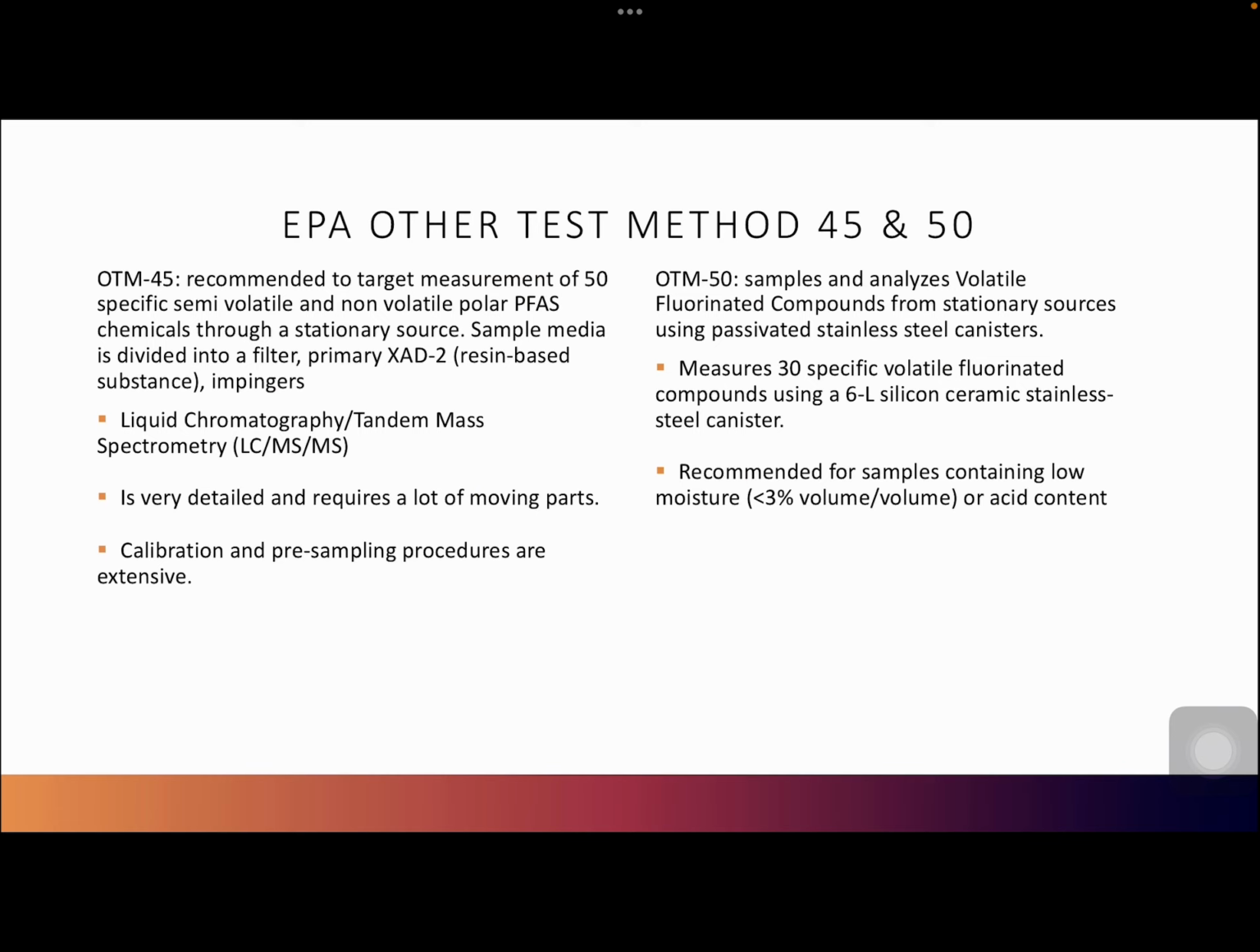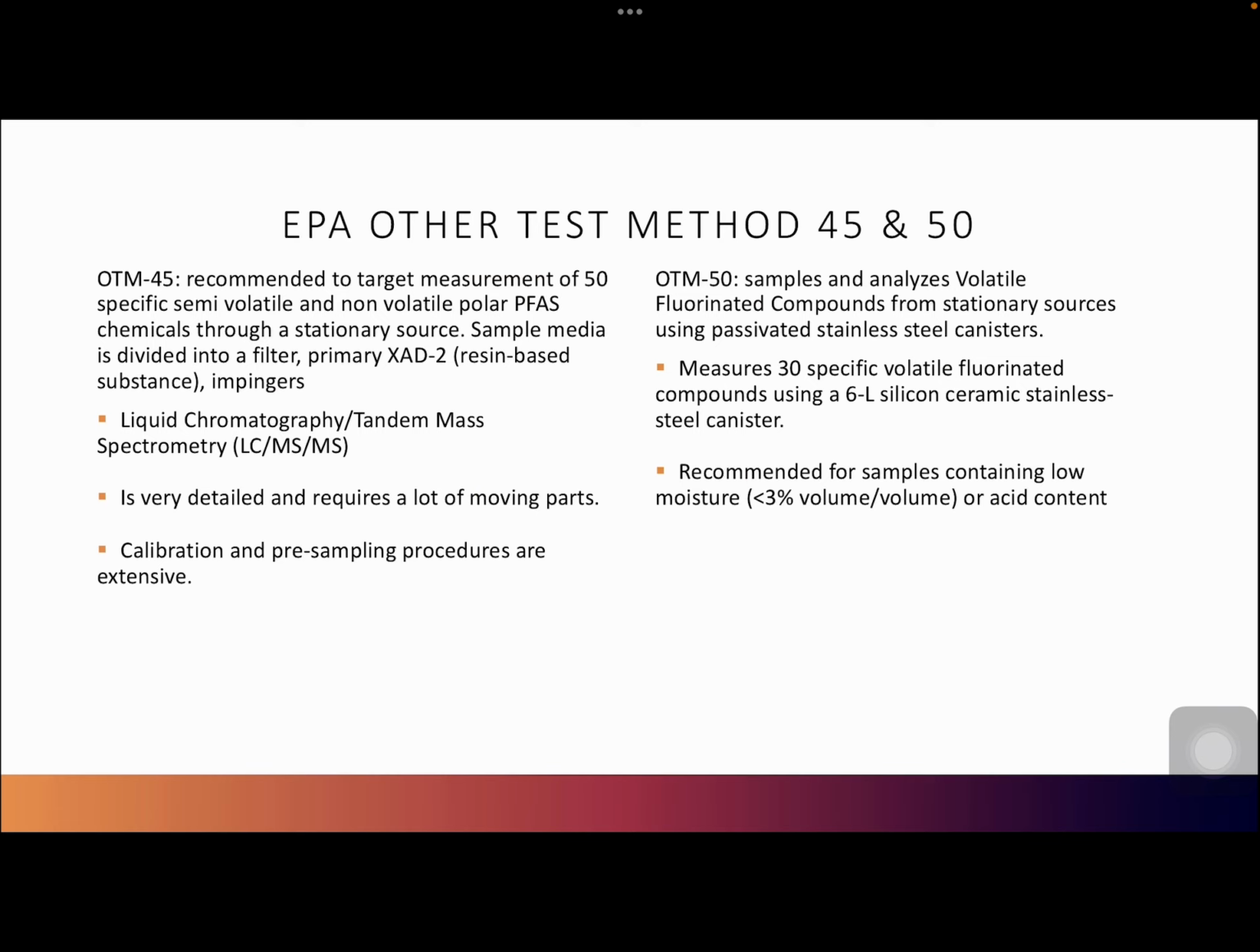As of this date, there is no OSHA PEL or similar occupational exposure limit for PFAS. So I went with the two methods known in the U.S., the EPA's Other Test Method 45 and 50 for air emissions. OTM 45 is recommended for target measurements of 50 specific semi-volatile and non-volatile polar PFAS chemicals through a stationary device.